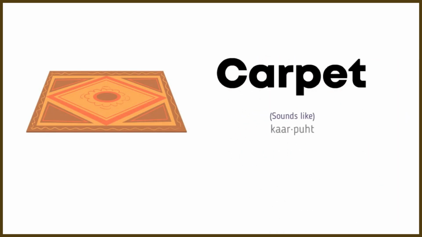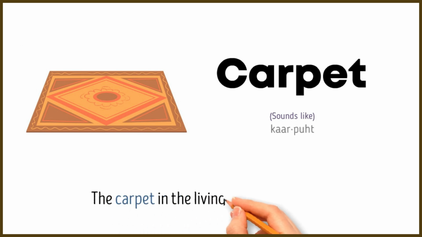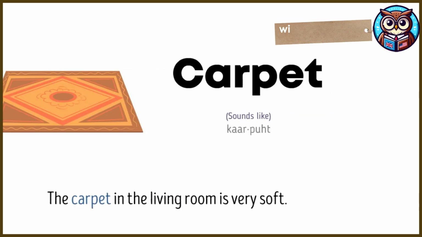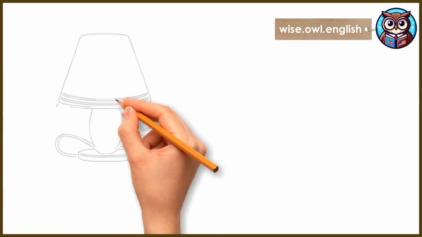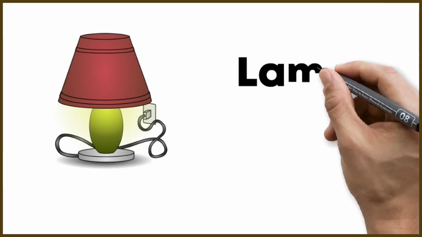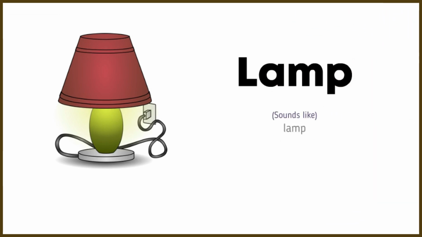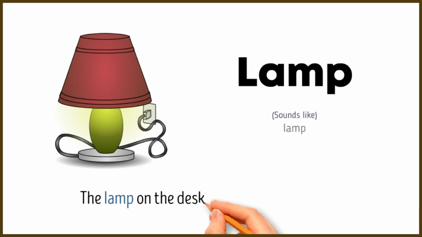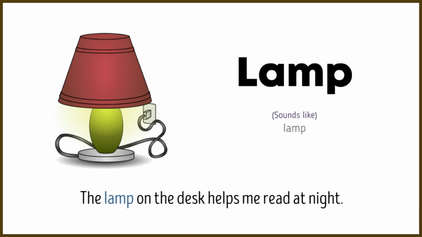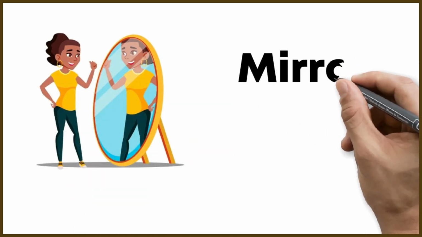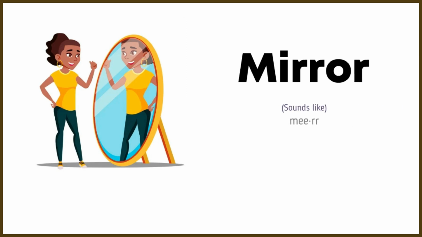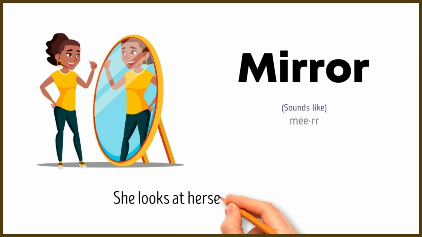Carpet. The carpet in the living room is very soft. Lamp. The lamp on the desk helps me read at night. Mirror. She looks at herself in the mirror.